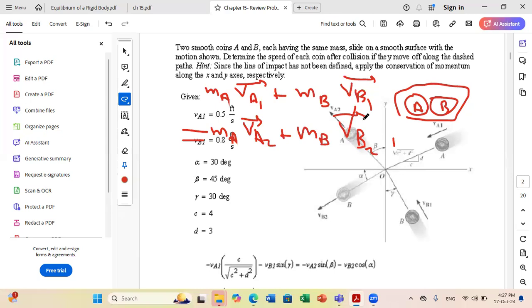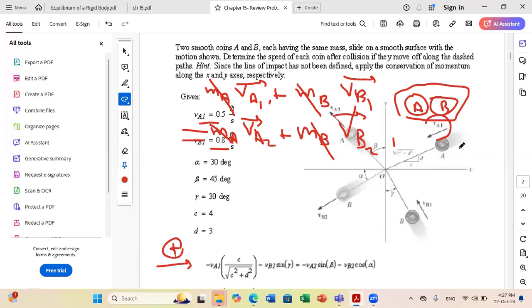For VA1 and VB1, you have everything: the magnitudes and the directions. Since you have the same mass for both, MA is equal to MB, so you can cancel out the mass. Your vectorial equation will be VA1 plus VB1 equals VA2 plus VB2. So let us start with projection along x. We need to project first along the x direction.